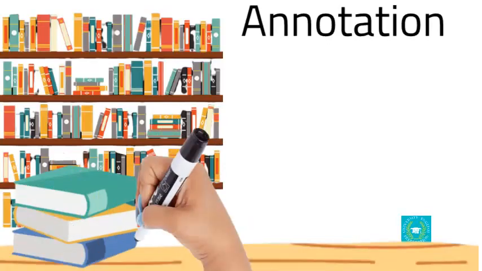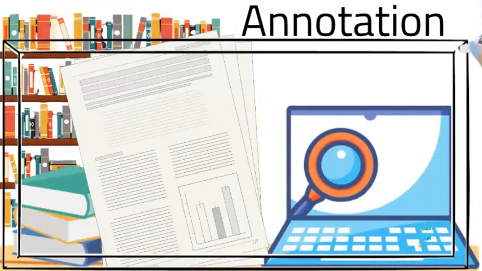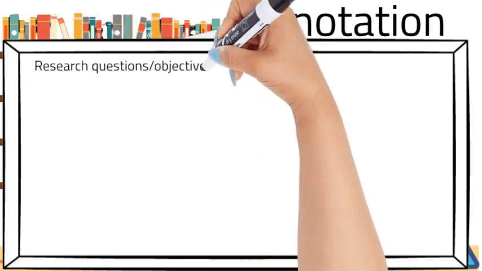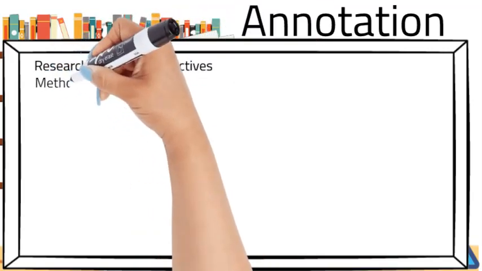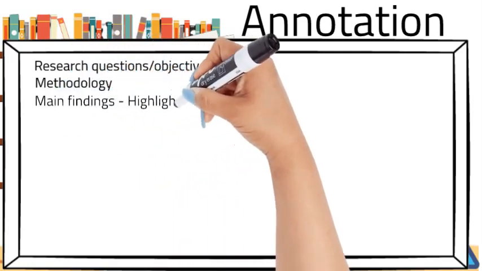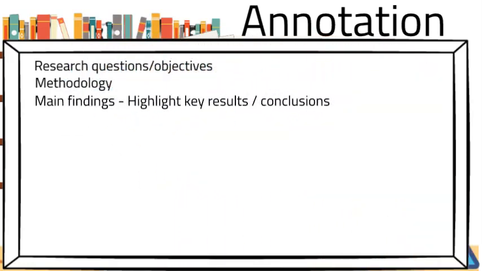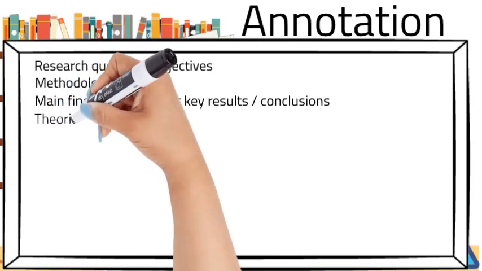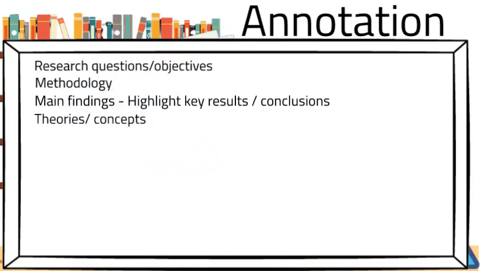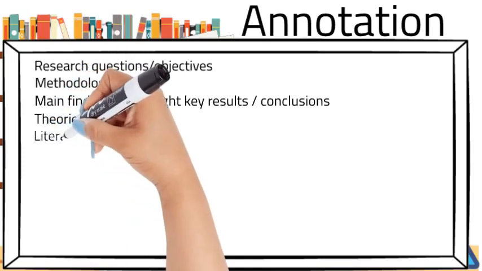Different research gives us different information, but some key areas we usually look at are the research questions and objectives of the study we're reading, the methods that were used, the main findings and conclusions of the research, and theories and concepts discussed in the research. We've probably talked about them in class, and this research applies them.